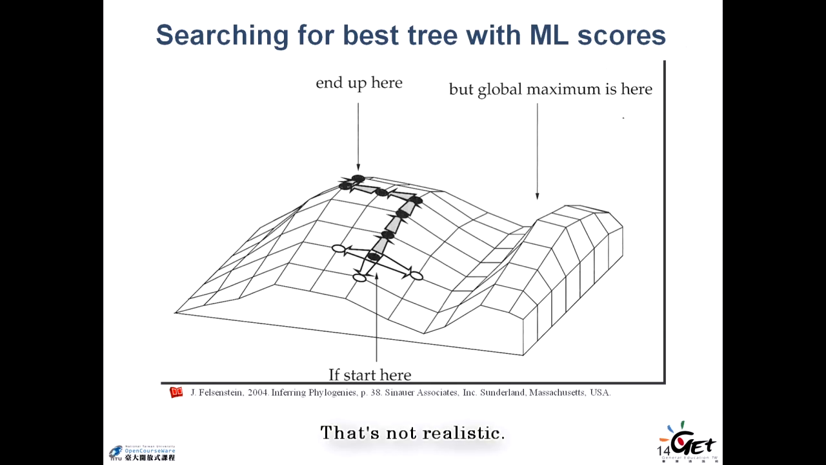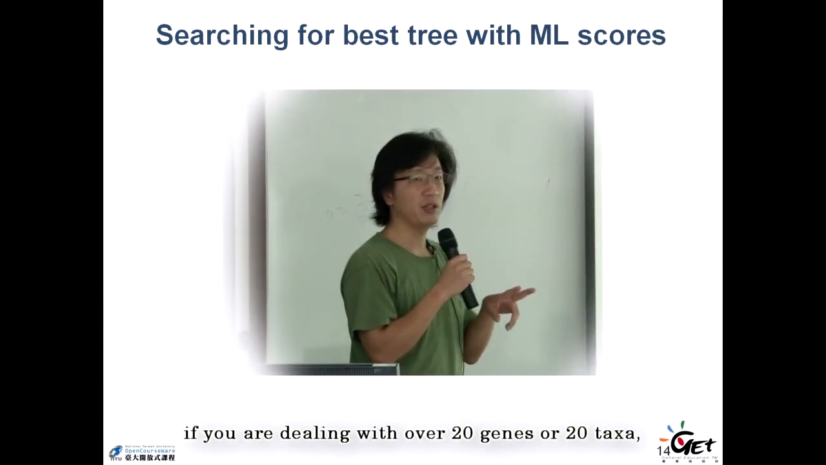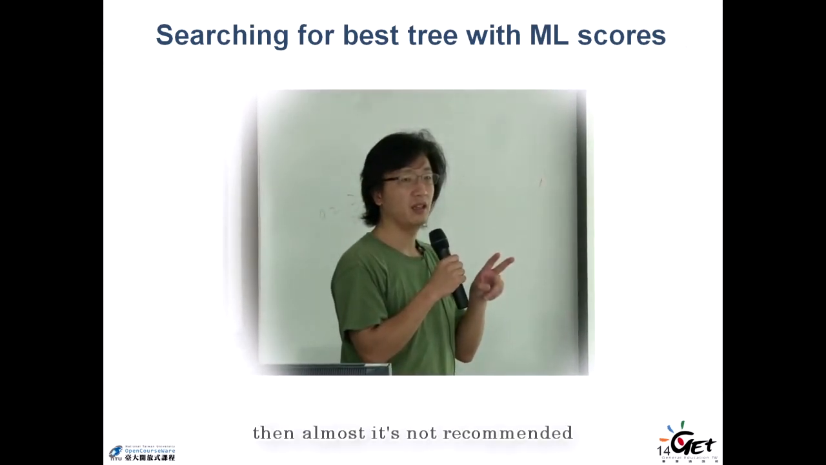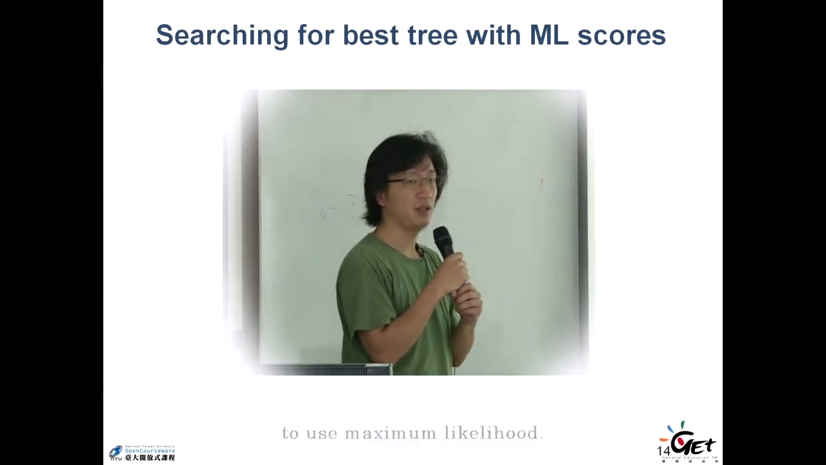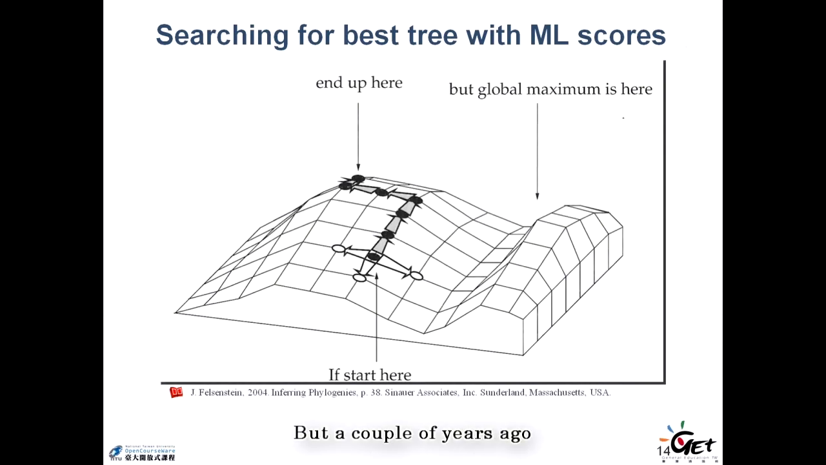That's not realistic. So at the end, for the past decades, for the people who want to do the maximum likelihood, if you are dealing with over 20 genes or 20 taxa, then it is almost not recommended to use maximum likelihood. But a couple of years ago, some people developed some new methods to approximate the process and largely reduce the calculation time for maximum likelihood. That's the program GET, and we're probably not going to practice that.